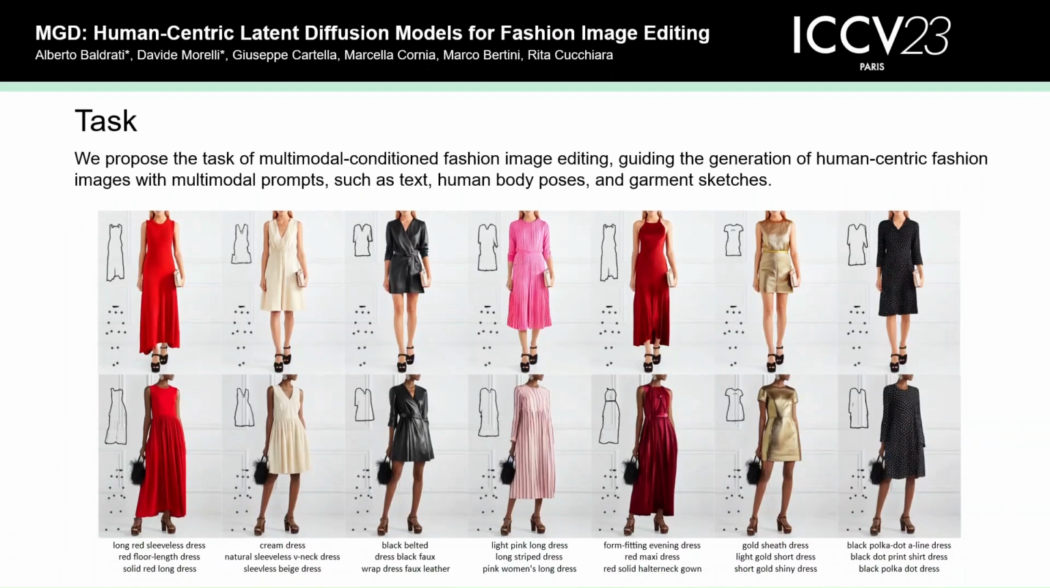The multimodal fashion image editing task consists in guiding the generation of human-centric fashion images with multimodal prompts such as text, human body poses, and garment sketches. In the figure, you can see an example. Each row features a model, each column a text constraint, and each element has a different sketch and pose to guide the generation process. As you can see, our method is able to automatically edit the garment, producing a realistic output.